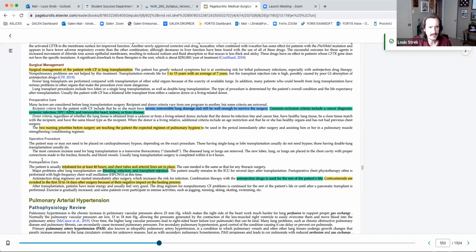All right, post-operatively, the patient is going to be intubated for at least 48 hours. They're going to have chest tubes and arterial lines so we can look at wedge pressures and make sure everything's going up. So what we're going to focus on here, the major problems after a lung transplant are going to be bleeding, infection, and transplant rejection. That should make sense for most of us. We understand bleeding and infection. This might be new to some of us, the transplant rejection. So we need to be aware of what that looks like.